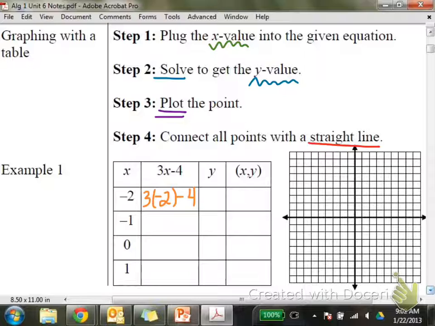And then this is just order of operations. What's 3 times negative 2? Negative 6. And negative 6 minus 4 gives me? Negative 10. So your y is negative 10. So if I wanted to write that as a point, how would I write that as an ordered pair? Negative 2, negative 10.